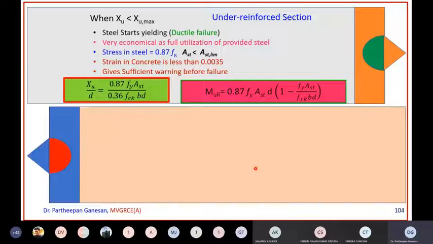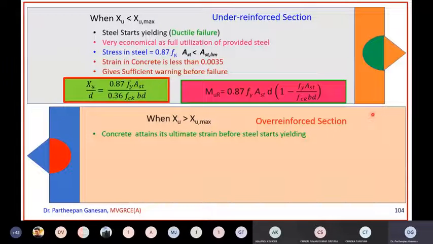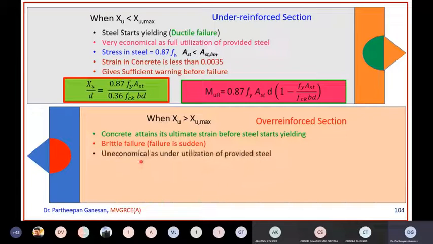Okay. Now over reinforced section: when XU is greater than XU max, you have an over reinforced section. In an over reinforced section, concrete attains its ultimate strain before steel starts yielding. So, because concrete attains ultimate strain, the failure will be brittle and sudden. It is uneconomical as you are providing more steel and the steel is not at all getting yielded. So, underutilization of provided steel. Remember this: stress in the steel in an over reinforced section will be less than 0.87 Fy.